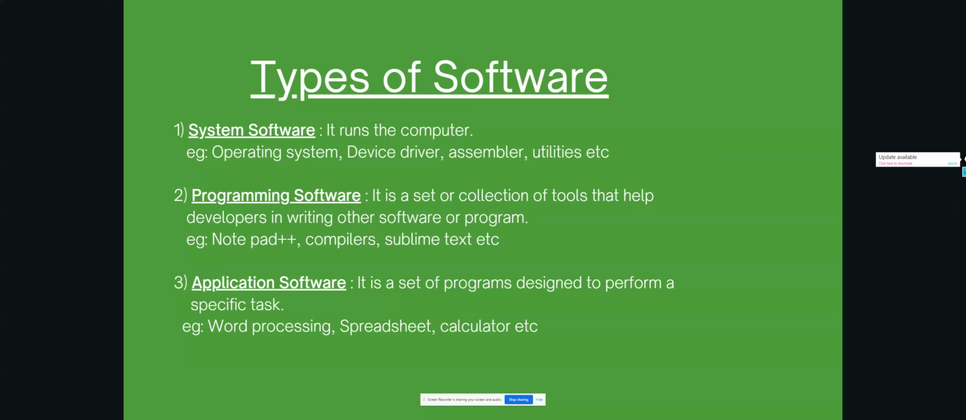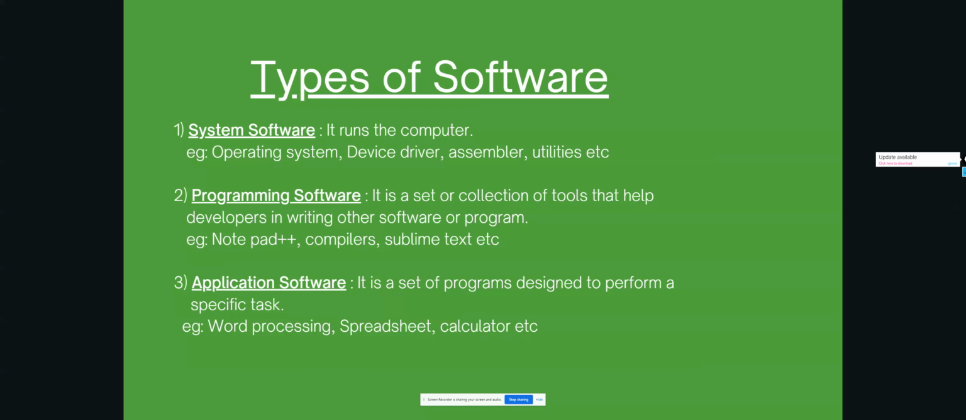It is used by the end users, guys, because in the system we will install MS Word, MS Excel, calculators. All these applications will be present in the system. How will they be present? If we install, they will get installed. How does it happen? Because of this application software. Without this application software, we can't install this local software.